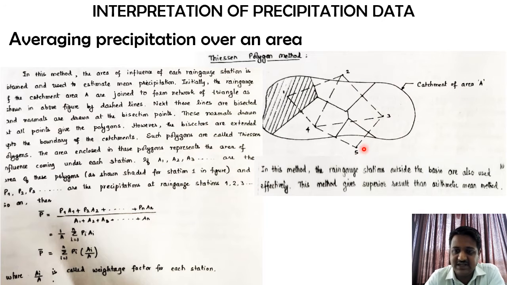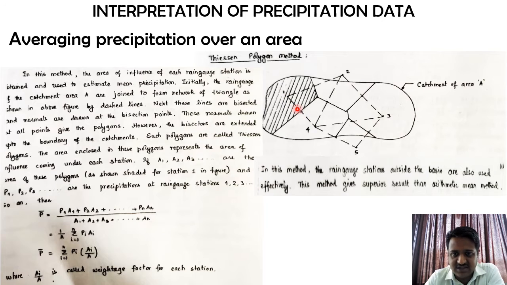But still we are taking the help of those particular rain gauge stations to get the effective areas for the rain gauge stations we have inside the catchment area. Keeping that in mind, the first step will be to join them with a triangular network. Next, these lines are bisected and normals are drawn at the bisection points. These continuous lines you are seeing are across the dotted lines.